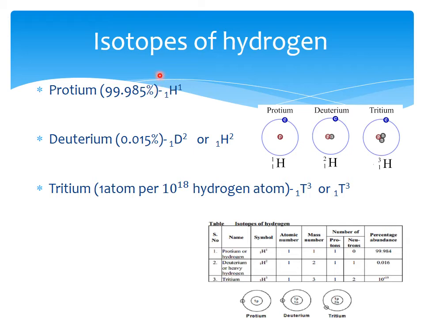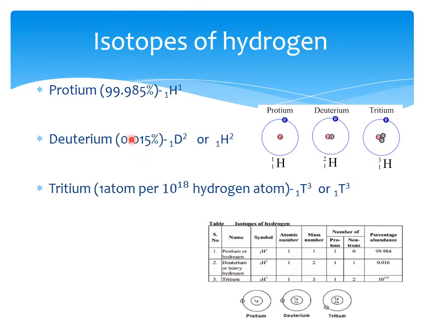Isotopes of hydrogen. Hydrogen has 3 naturally occurring isotopes, that are protium, deuterium and tritium. Protium is the predominant one because it is 99.98% present, and protium is represented as 1H1, where it has 1 proton and 1 electron, and there is no neutron. But deuterium can be represented as 1D2 or 1H2, since it has 1 electron, 1 proton and 1 neutron. You can look here: atomic number of protium 1, mass number 1, so 1 proton, no neutron and 1 electron. And deuterium you can see 1H2.